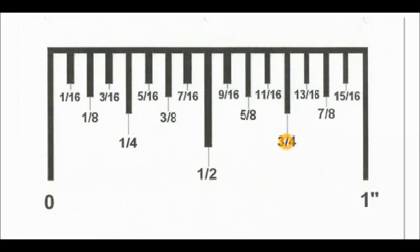So review it, replay it if you need to. Ask questions. And again, the shortest lines are your 16ths. The second shortest lines are your 8ths. Third shortest lines are your 4ths. And the longest line, of course, is a 1/2.